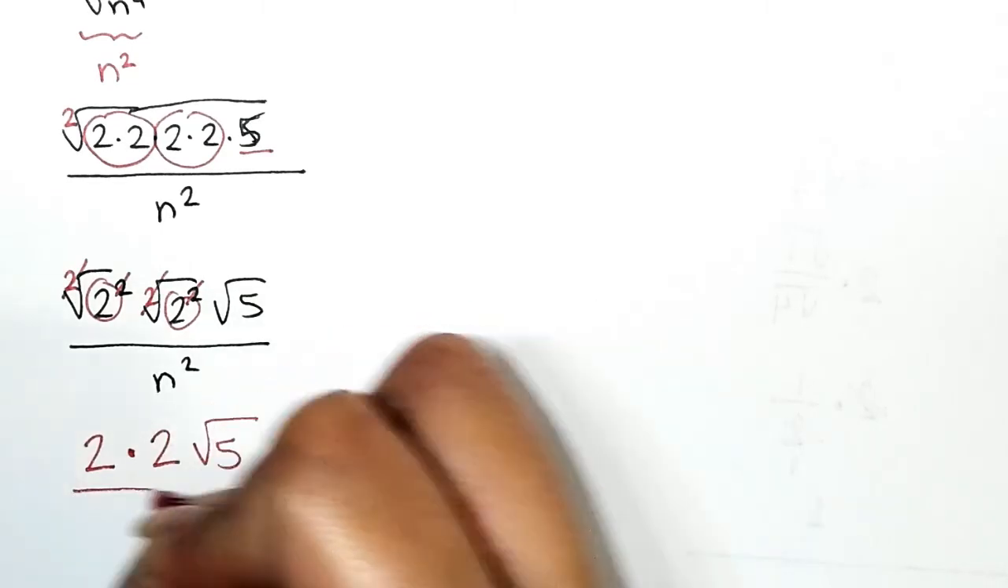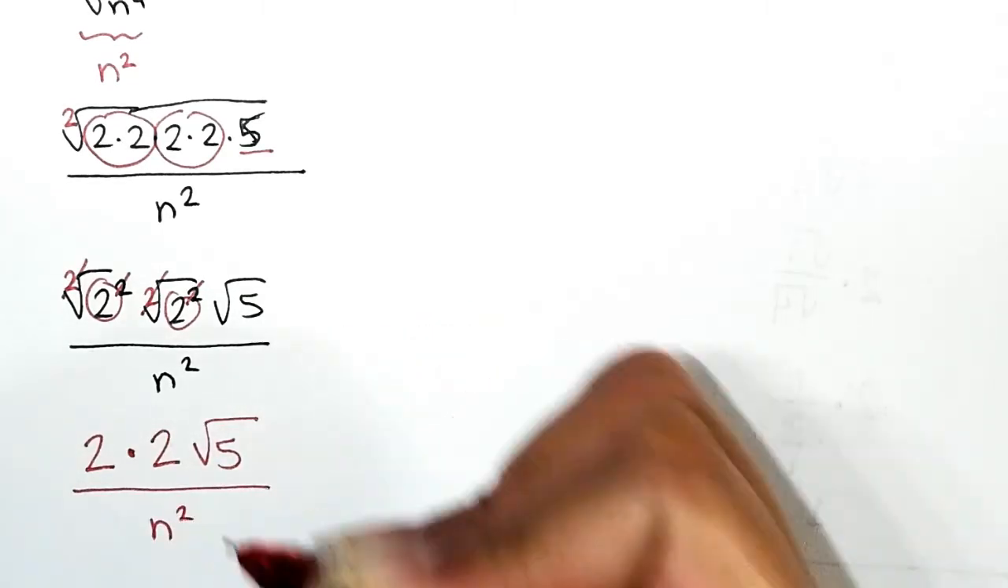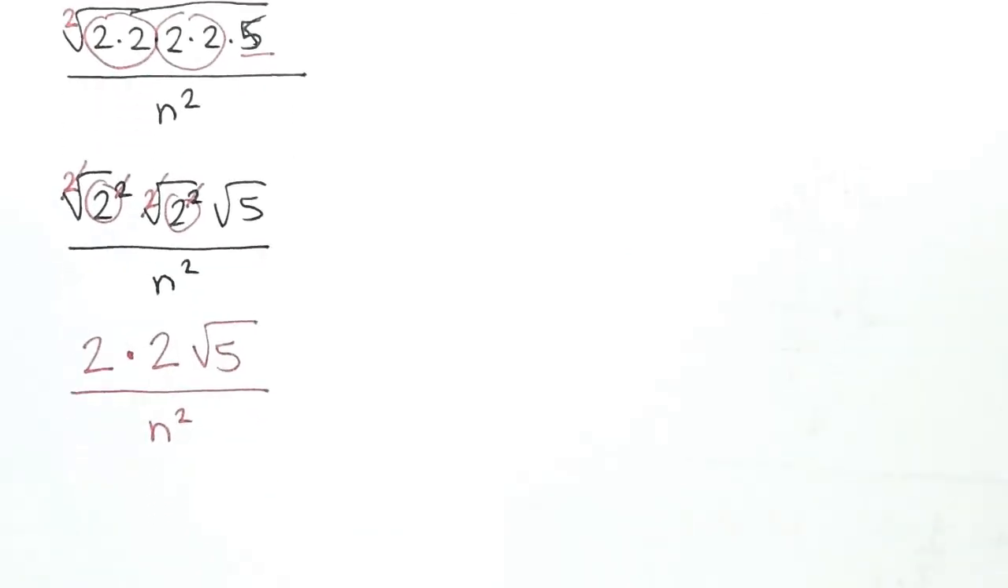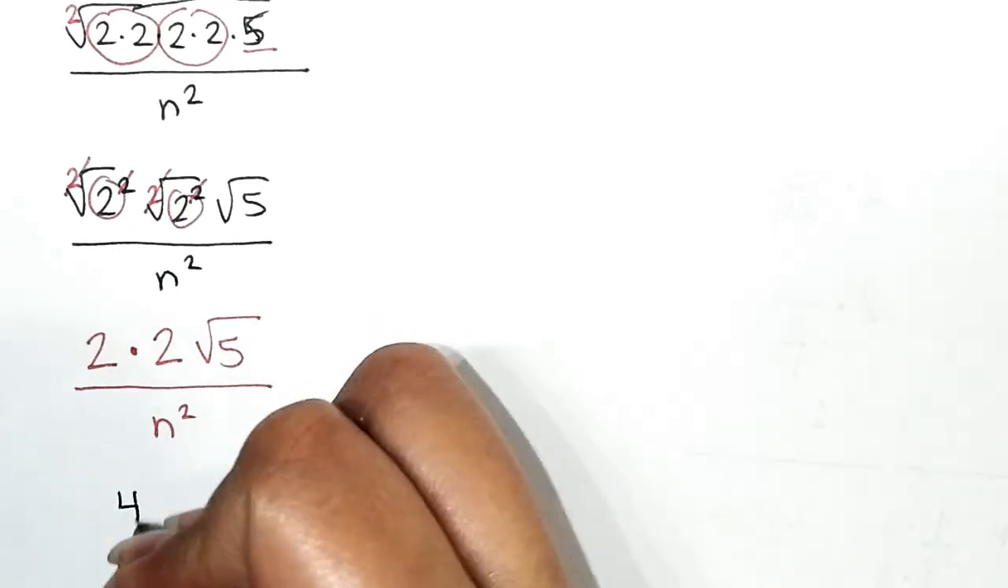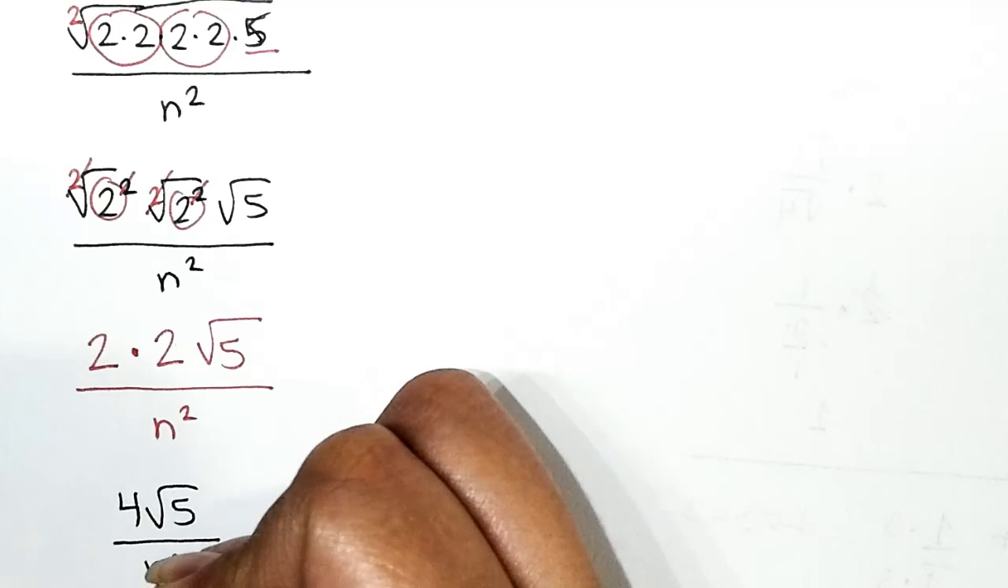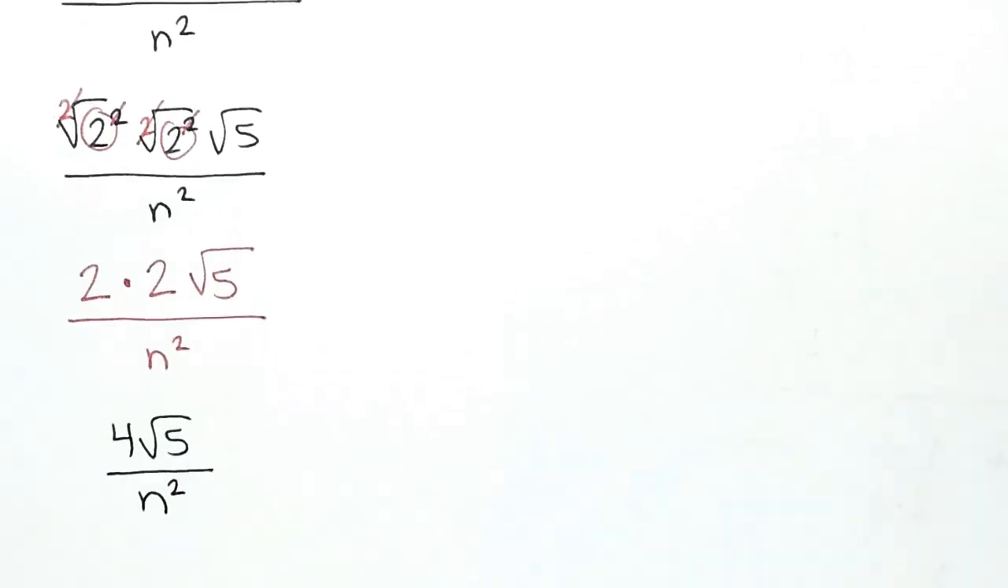Cool. Let's bring down the rest of the puzzle. Oh, I'm so excited. We're almost done for the day. Product of the integer factors will give us 4, and that is being multiplied by the square root of 5, and that's all over n squared. Okay, so we got one piece down, one more piece to go. Remember, pause and rewind as many times as needed. Let's look at the second piece.